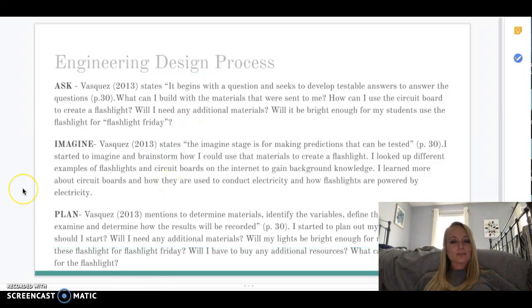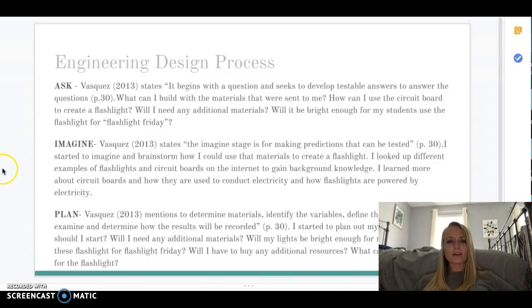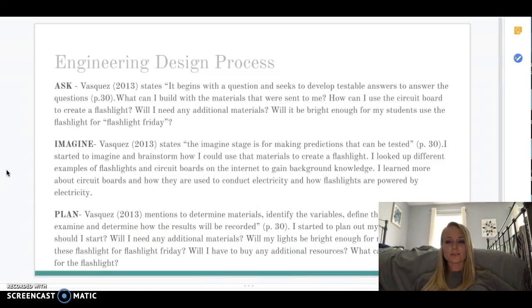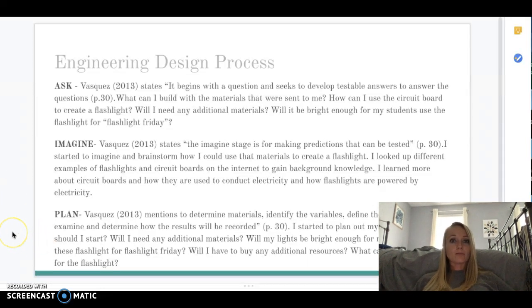Next, I went to the Imagine stage, which Vasquez says is for making predictions that can be tested. Therefore, I started to imagine and brainstorm how I could use materials to create a flashlight. I looked up different examples of flashlights and circuit boards on the internet to gain some background knowledge. And I learned how the circuits need to be closed, the definition of circuits, how they conduct electricity, and how flashlights need to be powered by electricity.